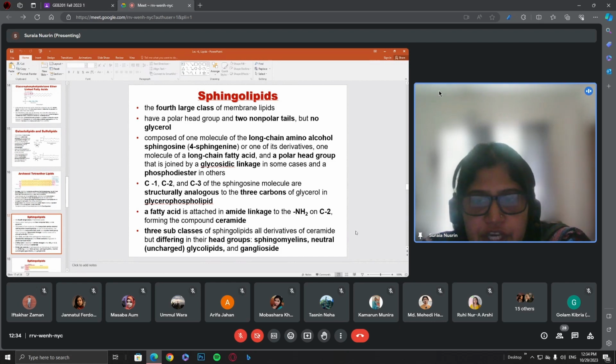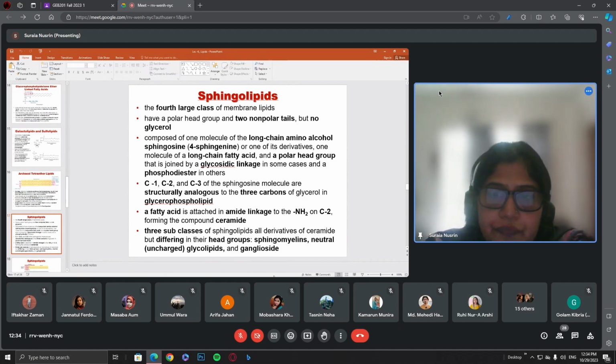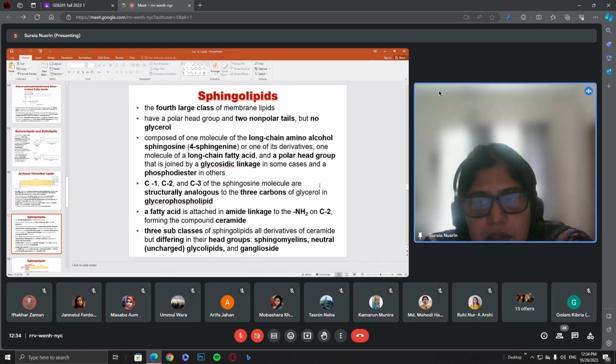So the fatty acid chain and the long chain amino alcohol sphingosine, these two belong to the two non-polar tails of the sphingolipid. Now the polar head group. The polar head group can be the same polar head groups we have seen in case of glycerophospholipid. So they can be linked to the remaining structure of the sphingolipid by phosphodiester bond and glycosidic bond. That depends on the particular polar head group.